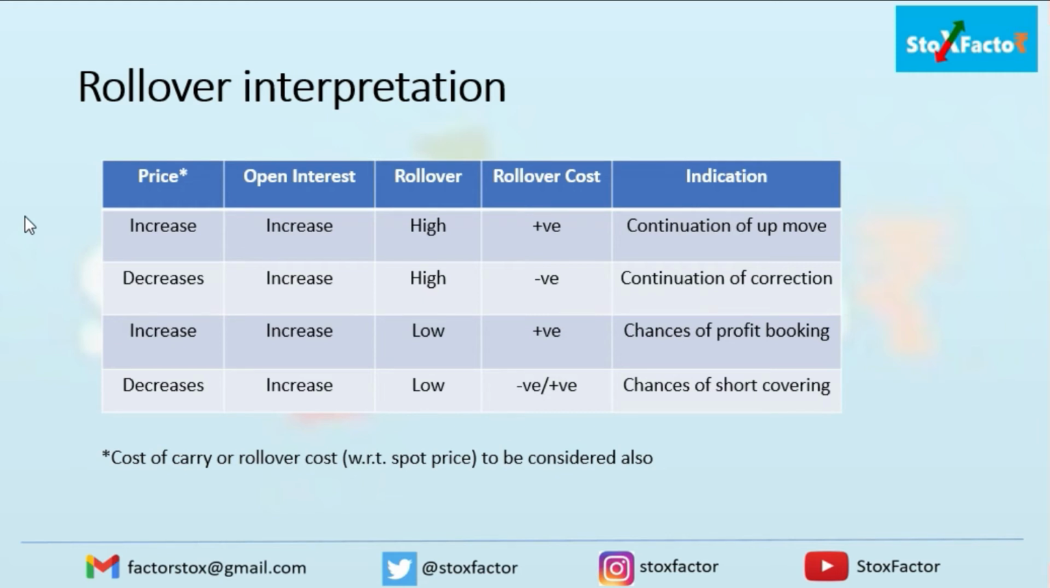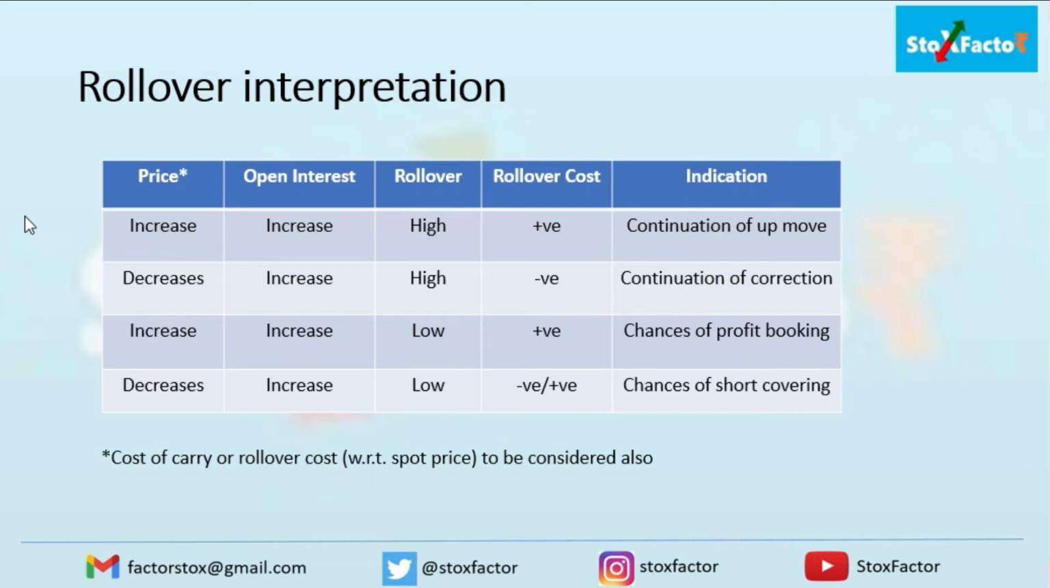Suppose we take the example of SBI. SBI's spot price, the cash price, is trading at 300, but the next month future price was available at 301. So it means it is available at a premium as compared to the spot price. That means the rollover cost is positive. Okay, so it means that the move will continue. That is a positive signal, and it indicates that the move will continue in the next month also.